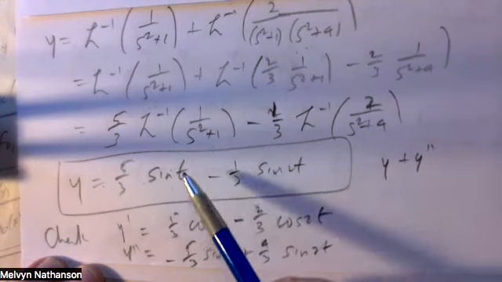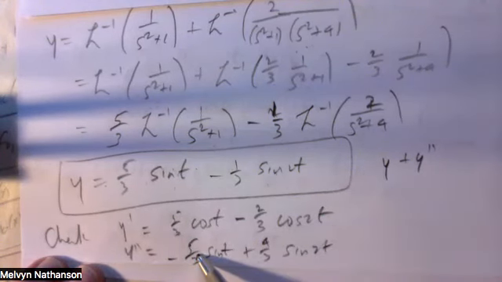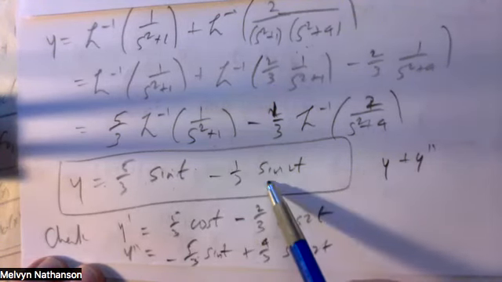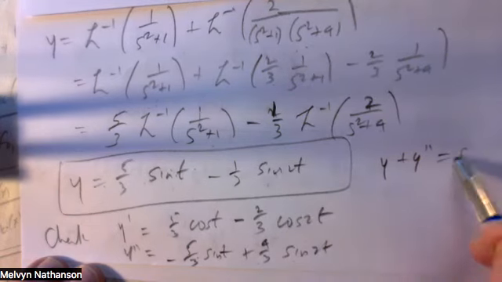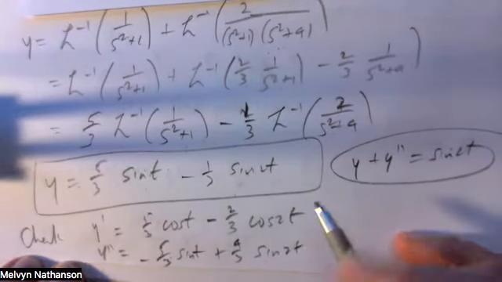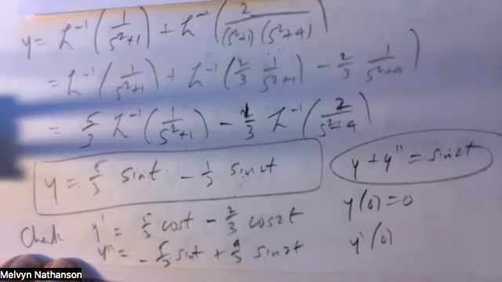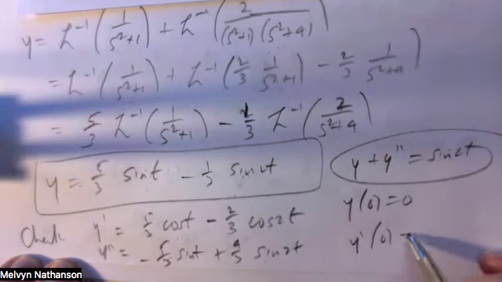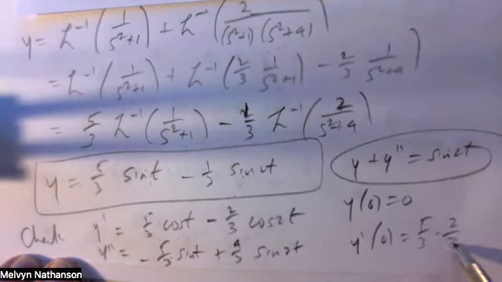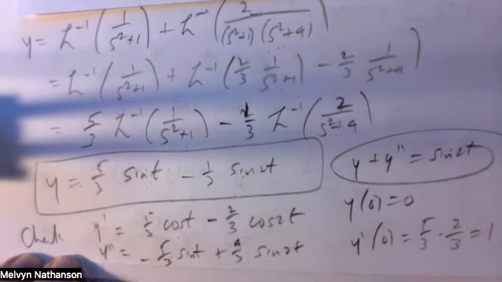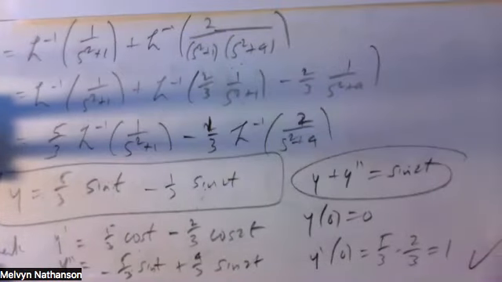So if I take y plus y double prime, the sine t terms cancel. 4/3 minus 1/3 is 1/3, and this is sine 2t. So this does satisfy my differential equation. And y of 0, when t is 0, is 0. Y prime of 0, when t is 0, is 5/3 minus 2/3, which is 1. So everything checks, and it's my lucky day. Got it right.